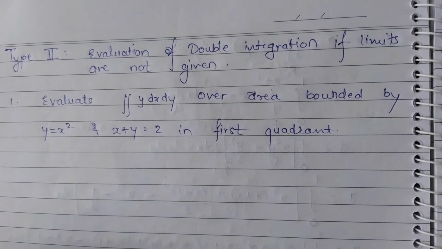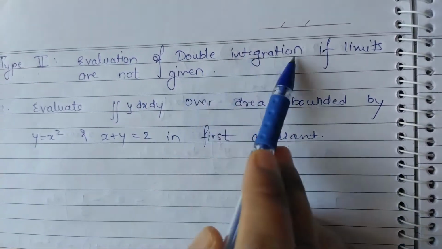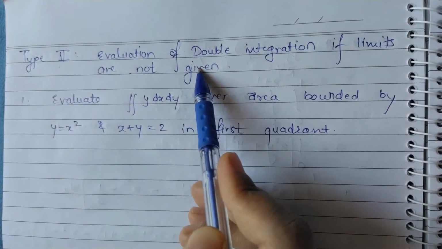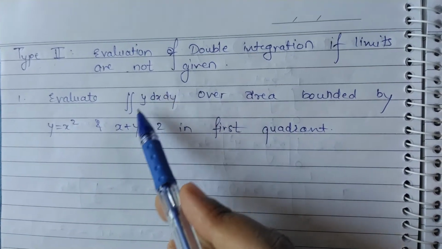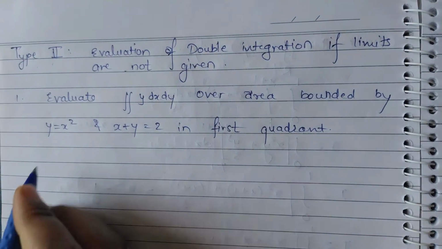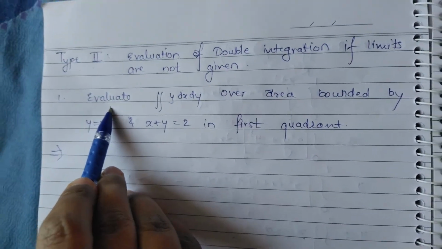Good morning, students. Today we will start type 2, that is evaluation of double integration if limits are not given. Now, if limits are not given, then we will be given some area over which we need to find the double integration. Okay, so let us consider the first problem.